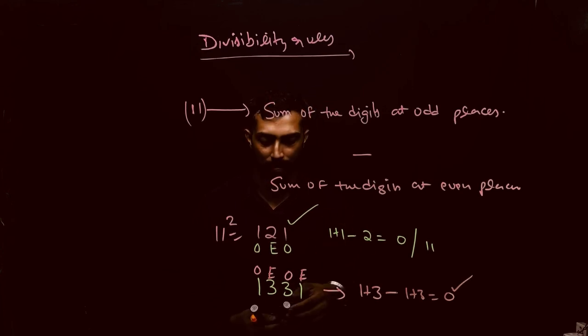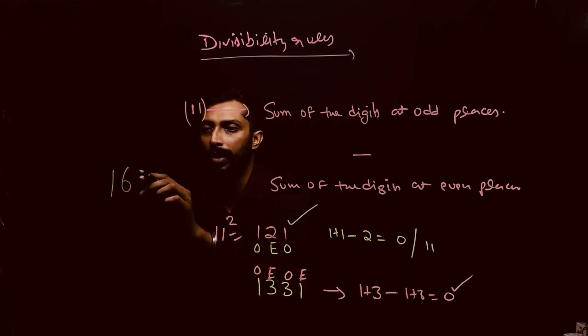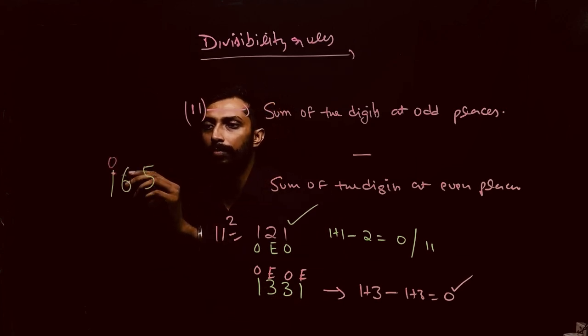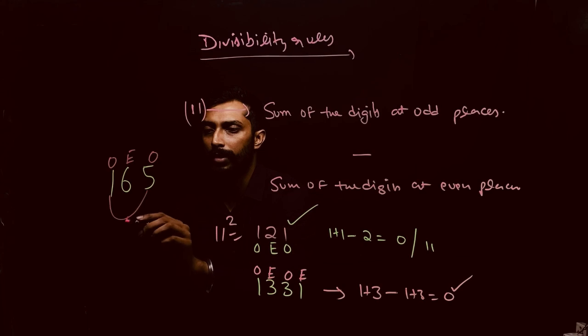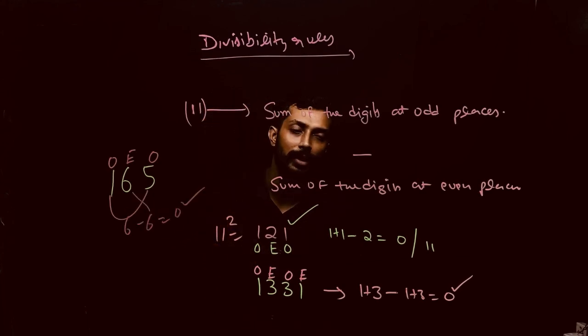I'll add another example here to make you understand better. Let us say we will take the example of 165. This is a three-digit number, and we know this is the odd position, even position. Sum of odd is 6, sum of even is 6, so it is equal to 0. That is how this number is a multiple of 11.